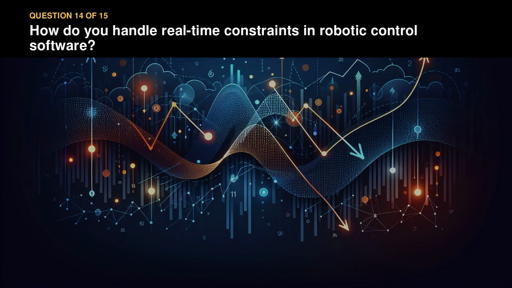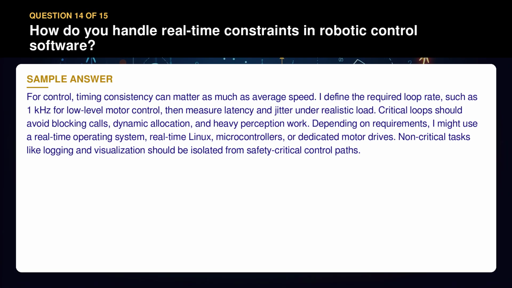Question 14. How do you handle real-time constraints in robotic control software? For control, timing consistency can matter as much as average speed. I define the required loop rate, such as 1 kHz for low-level motor control. Then measure latency and jitter under realistic load. Critical loops should avoid blocking calls, dynamic allocation, and heavy perception work. Depending on requirements, I might use a real-time operating system, real-time Linux, microcontrollers, or dedicated motor drives. Non-critical tasks like logging and visualization should be isolated from safety-critical control paths.